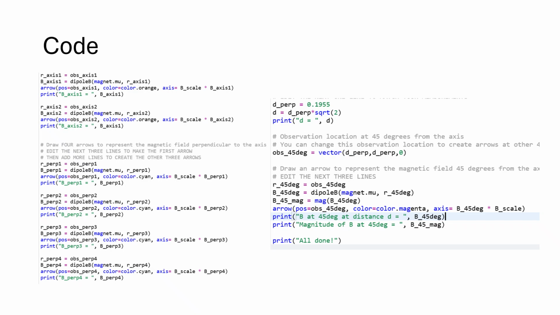On the left are arrows representing various directions that will be needed for this lab. The top two lines represent the directions on the axes, while the bottom four represent the directions perpendicular to the axes. Now on the right is the code used to calculate the magnitude of the magnetic field at a 45-degree angle, using the d-perp that we found in my data collection, which was 0.1955.